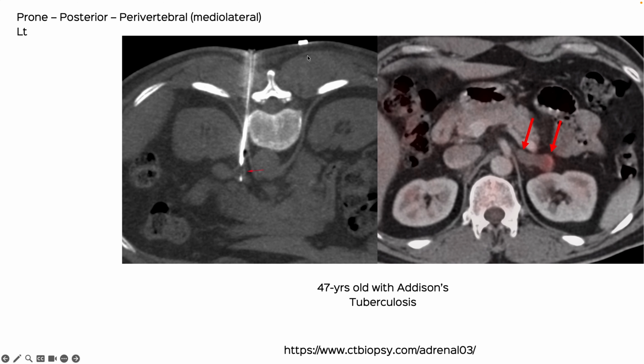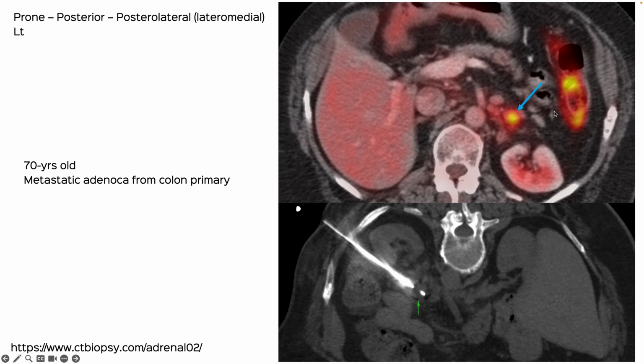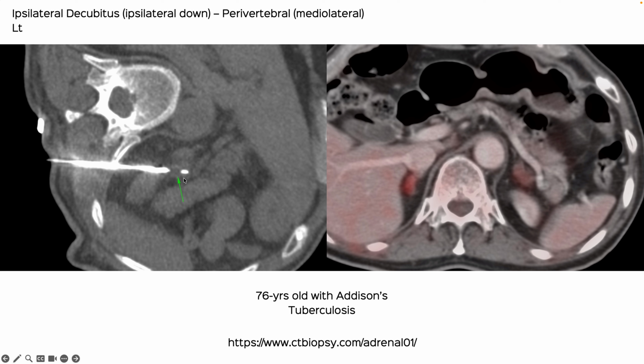So just a few of these. That's the prone perivertebral going mediolateral. This patient had Addison's and this was tuberculosis. This patient had a left adrenal gland, which was a colon primary mets, and I went lateromedial, posterior and posterolateral. That's the usual one. So, if in the prone position the lung and the diaphragm come in the way, then I will use the ipsilateral decubitus position where the lesion is down. This patient also had Addison's. This turned out to be tuberculosis.